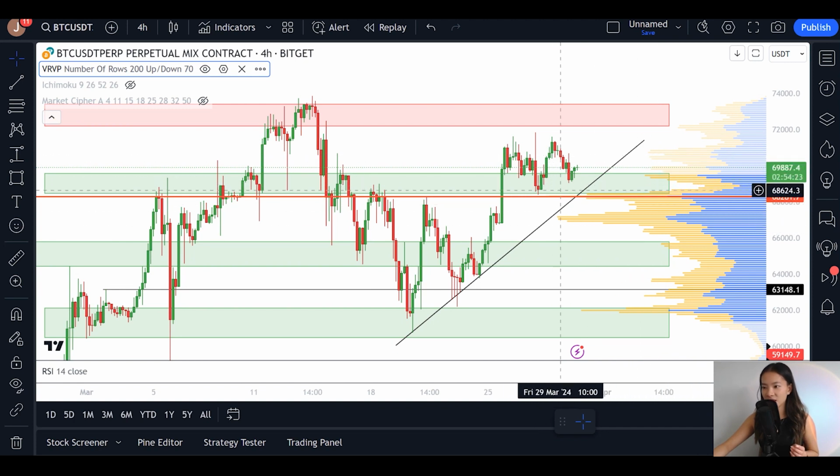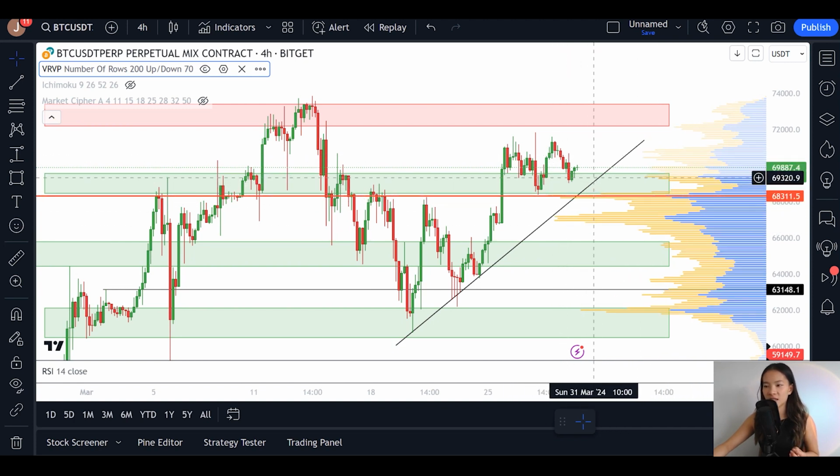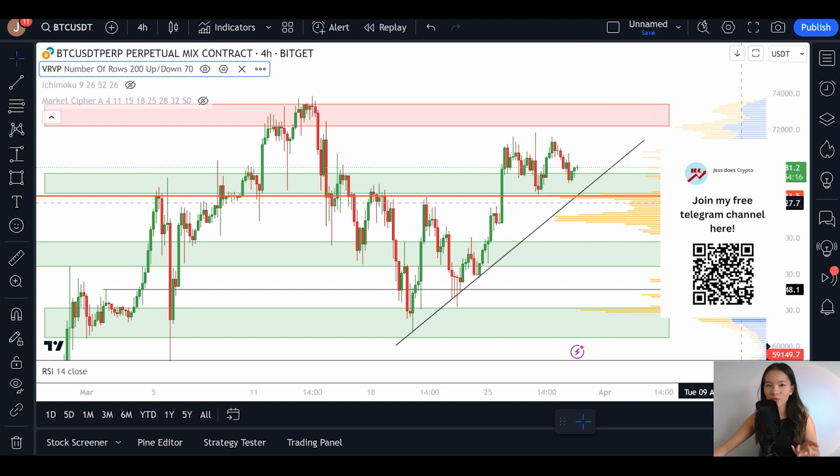So at this level here, at 68.5 to 69, not only do we have horizontal support, we have the point of control level, and we have a strong short time frame uptrend. So all of those things are going to be supporting that monthly candle close being above 69K.